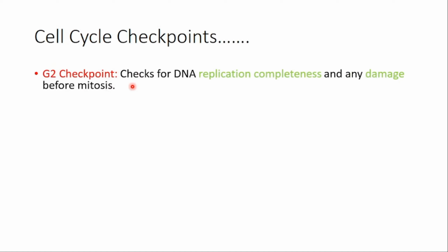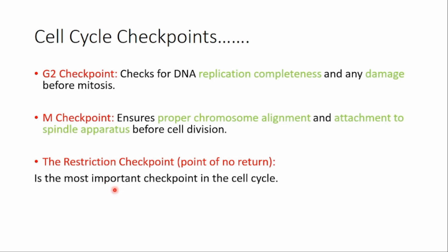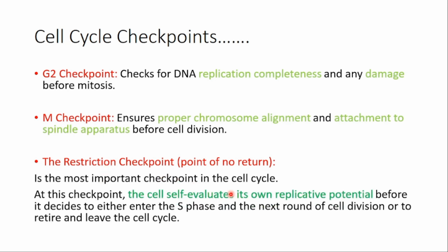Then the gap 2 checkpoint, where the DNA is assessed for completeness of replication and damage. The M checkpoint ensures proper chromosome alignment and attachment to the spindle apparatus before the cell divides. Then the restriction point, also called the point of no return, is the most important checkpoint in the cell cycle. And here the cell self-evaluates its own replicative potential before entering the S phase, or the next phase of cell division, or whether to stop cell division and leave the cell cycle.